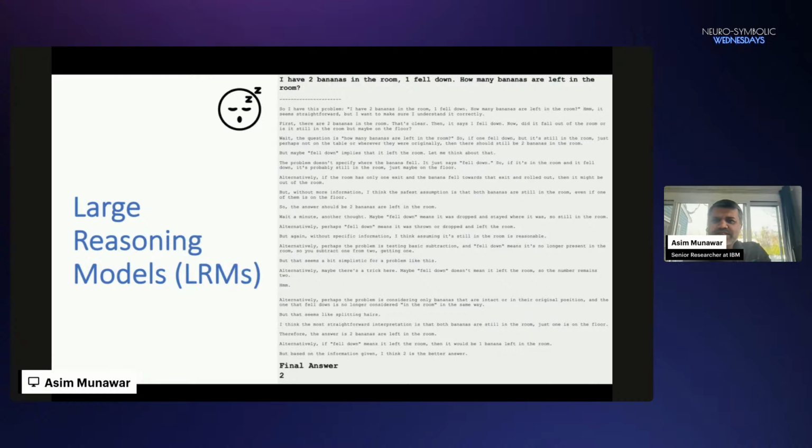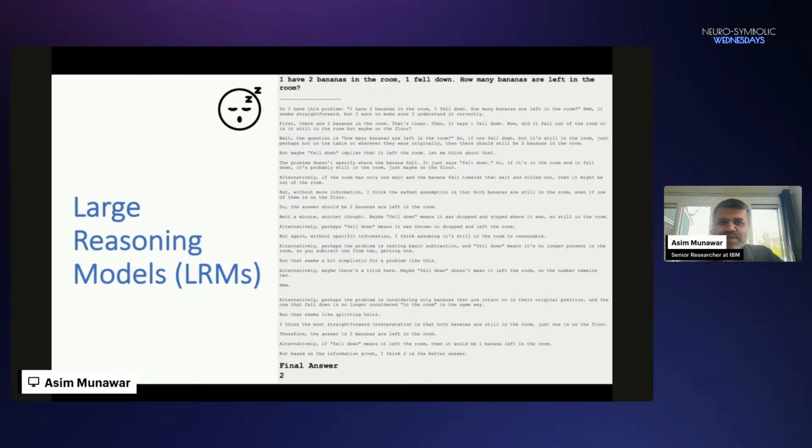So this brings us to large reasoning models, which tend to do abduction. This is a prompt that I asked. I have two bananas in the room. One fell down. How many bananas are left in the room? It's a simple question. There should still be two bananas in the room. So this is what it does. It takes a long time. It kind of thinks in different ways. It tends to assume, okay, this might be a trick question. What happens if the banana falls down? And ultimately, it comes up with the right answer.